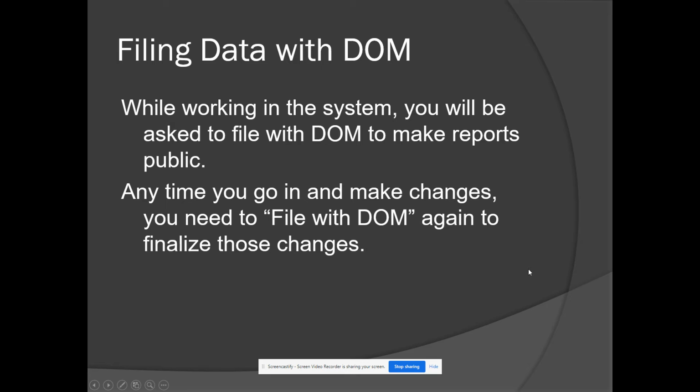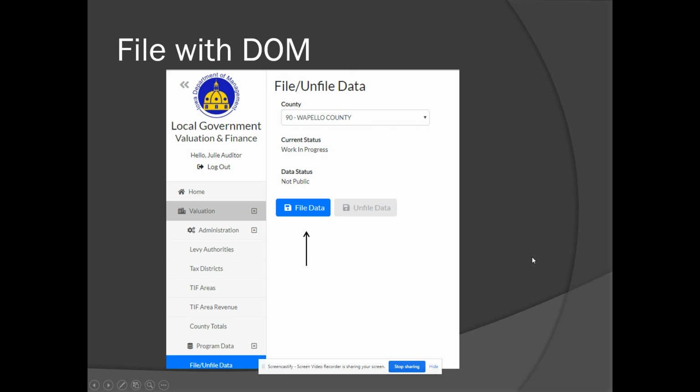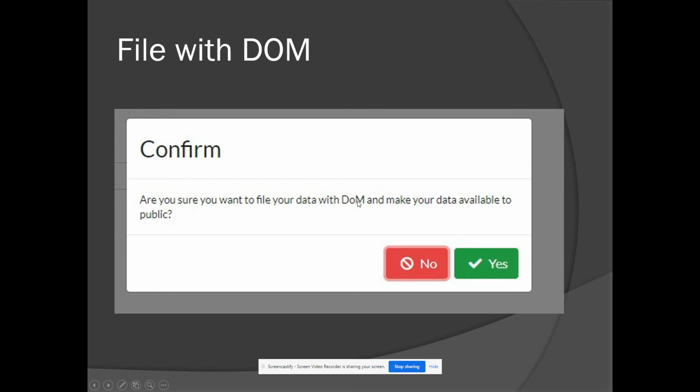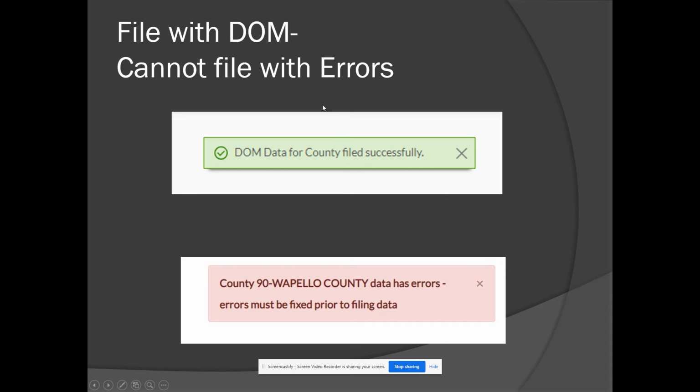While working in the DOM system, you will be asked to file with DOM to make reports public. Anytime you go in and make changes, you do need to file with DOM again to finalize those changes. So to file data with DOM, if you think your data is ready for the public, you would go to File Unfiled Data and select File Data to make your data status filed and your data available to the public. And it's going to ask you to confirm, are you sure you want to file and make your data available to the public? And you select yes. And so if everything's good, it's going to tell you that your data was filed successfully.